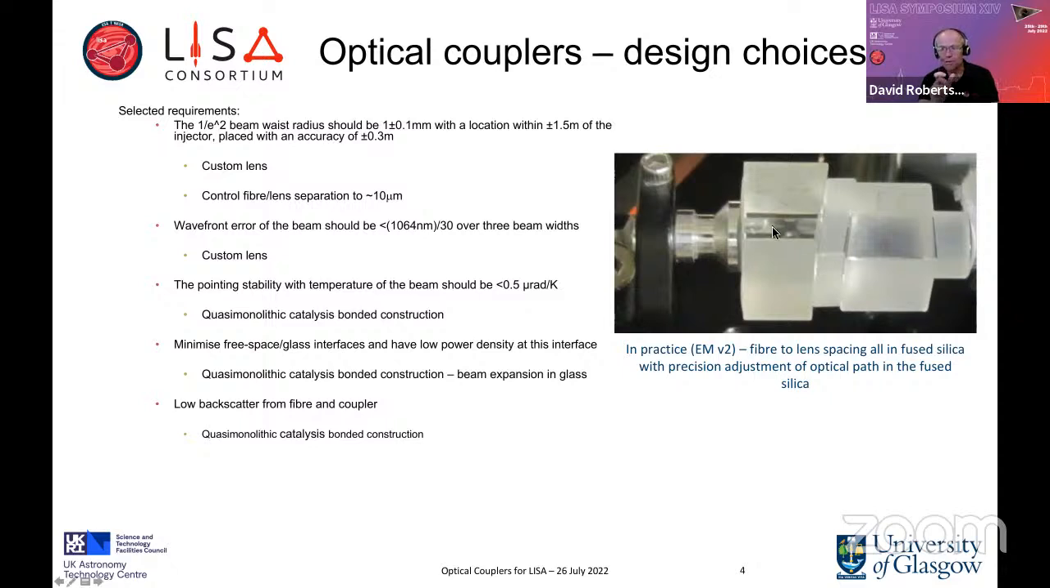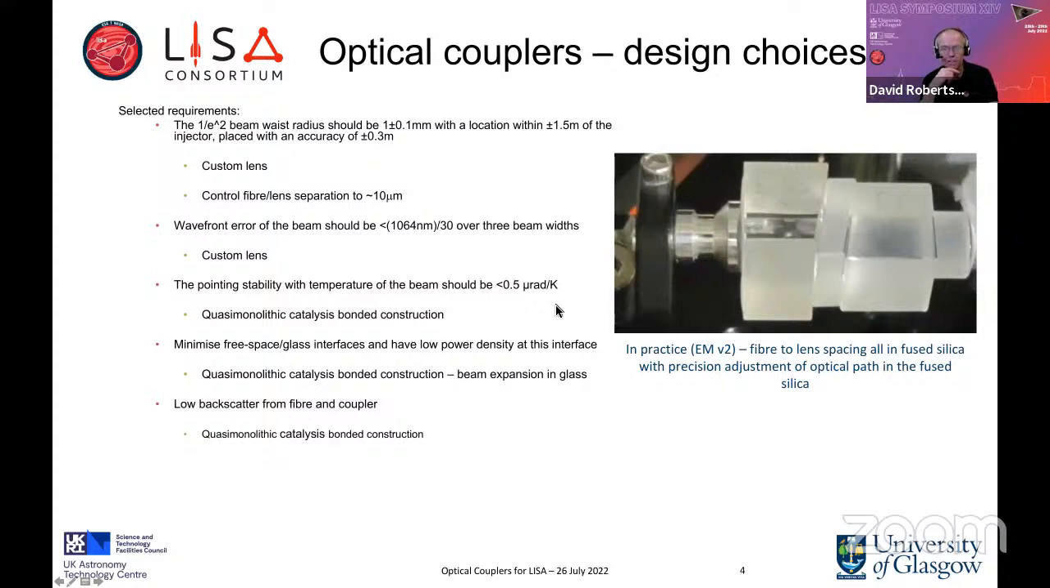And the reasons we've gone for this particular sort of construction, there's a number of different reasons that are driving it. As I said before, we need to control the spacing essentially between the end of the fiber at this interface here and the front face of the lens. We want to control that to of order 10 microns or so. We need to be able to adjust that. In the end, we will need a custom lens. At the moment, we're using off-the-shelf lenses, but for the particular requirements for laser, we'll actually need a custom lens, and I'll come back to that later.